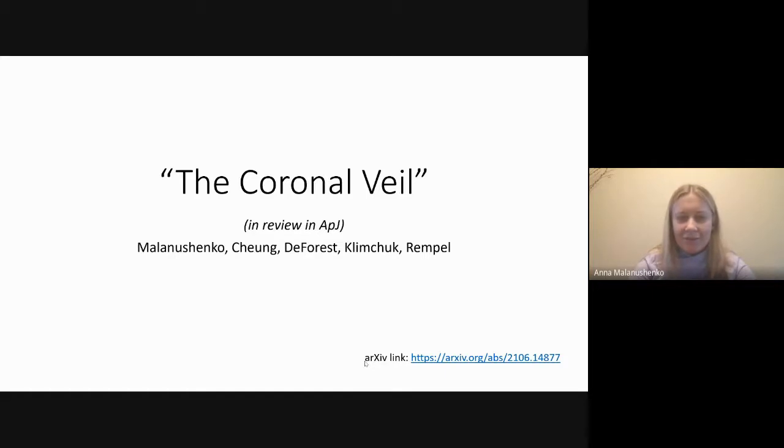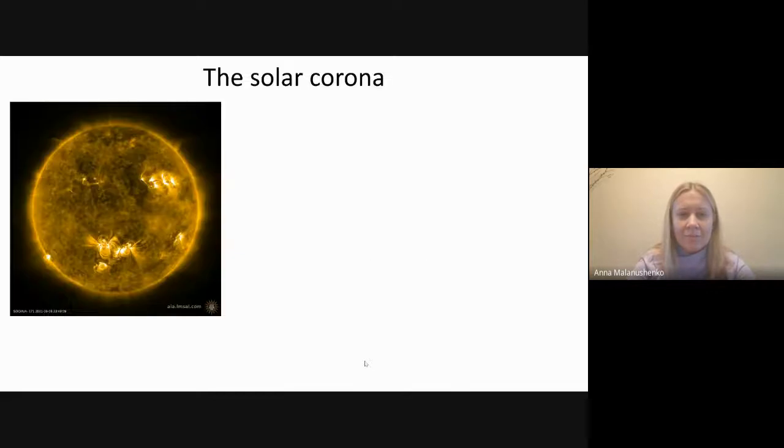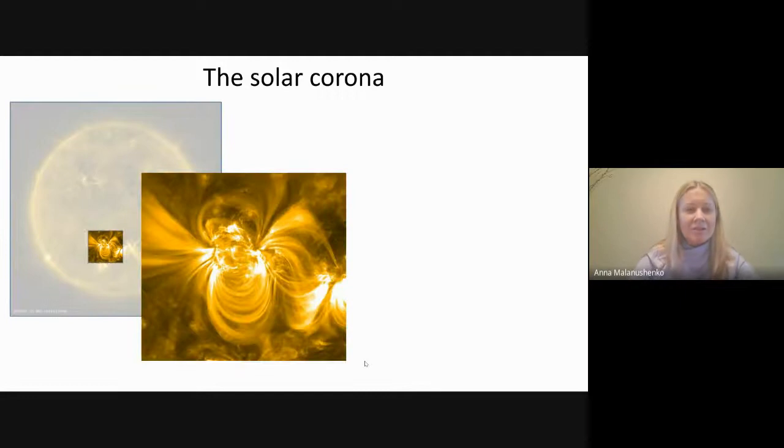The topic is the Coronal Veil, which is the title of the paper that is currently in review in ApJ, with me as the primary author, and also Mark Cheung, Craig DeForest, Jim Klimchuk, and Matthias Rempel. It is a hypothesis, or rather an interpretation, of the solar corona, more specifically of the emission that we see above solar active regions, that features those thin, bright strands that are called coronal loops.